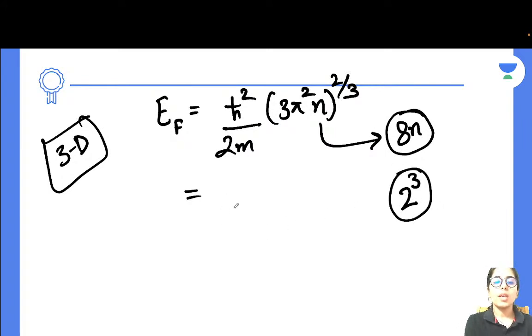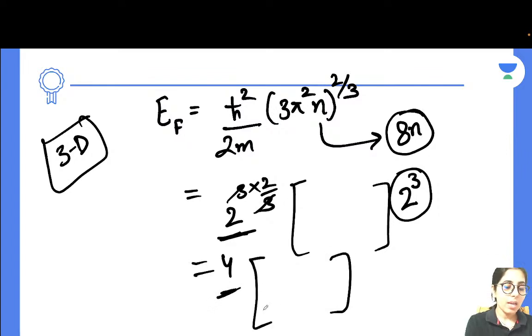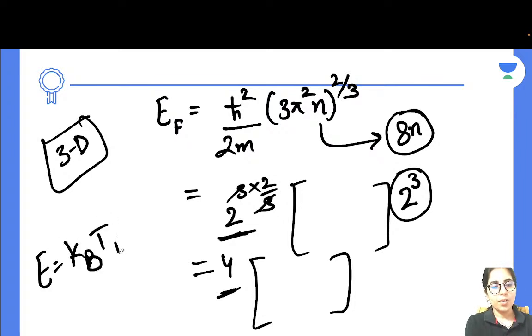So it's going to be to the power 3 to the power 2 by 3. Done? So it's going to be 4. Everything else will remain the same except this new number, which is 4. So that means the Fermi temperature, because you know E is equal to kBTF, right?